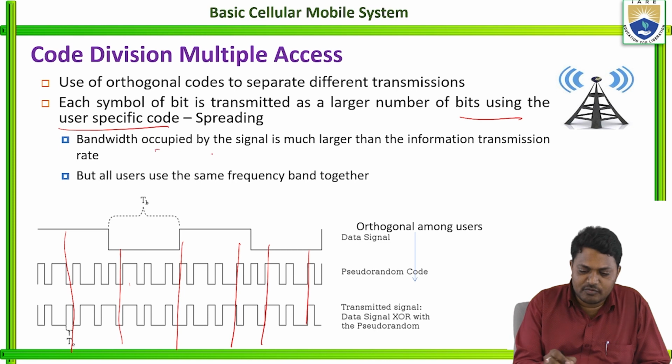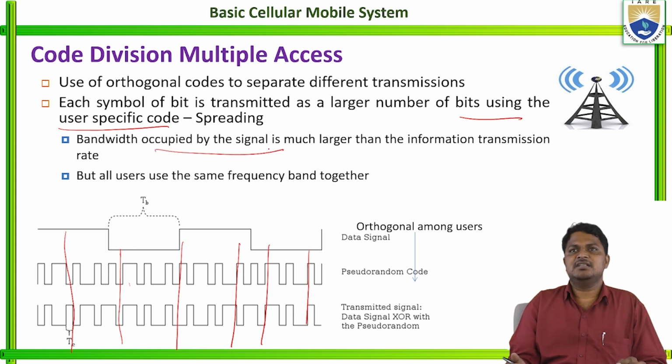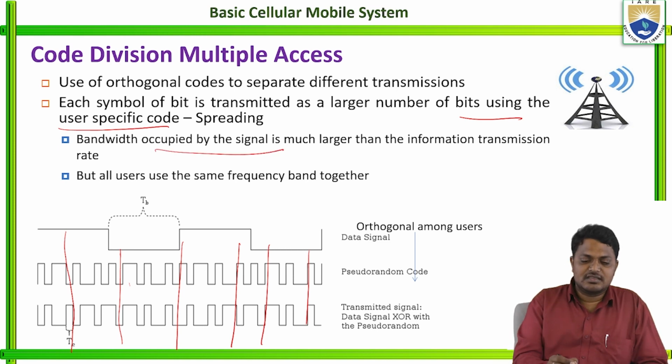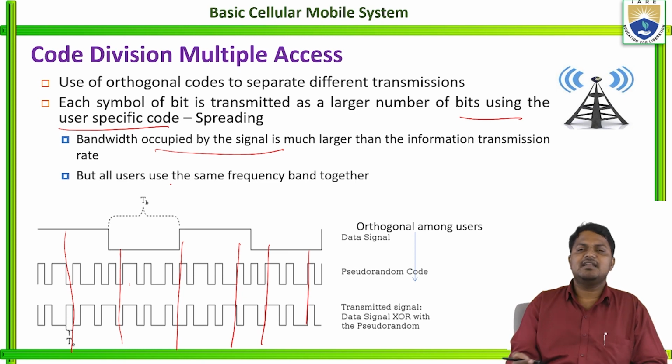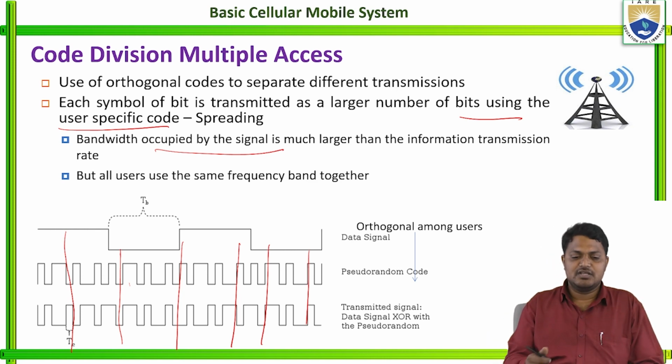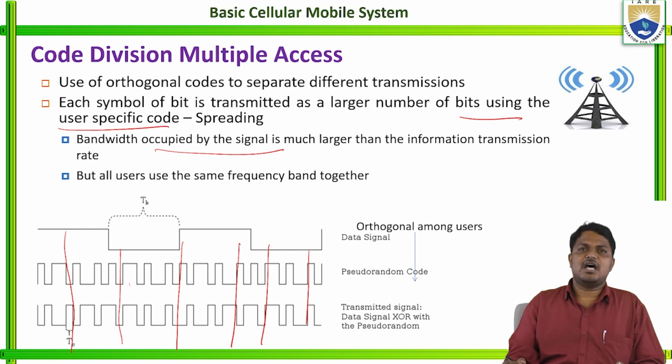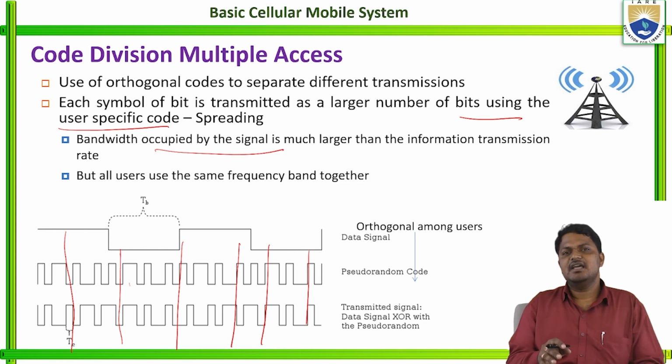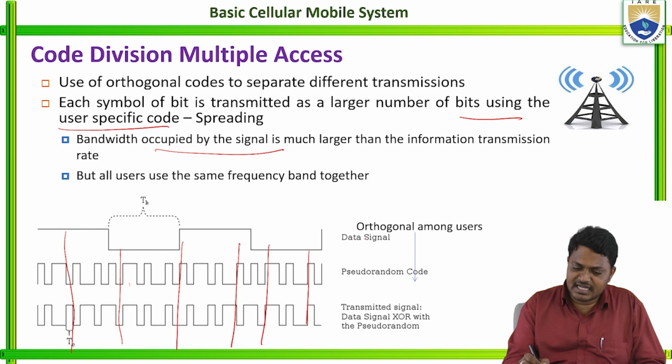The bandwidth occupied by the signal is much larger than the information transmission rate. But all the users are using the same frequency band here. In code division multiplexing, orthogonal codes separate the different transmissions, and they are all connected to the base station. All the users are using the same frequency band, so the data signals are orthogonal among users.